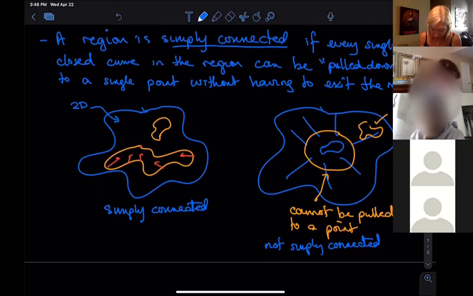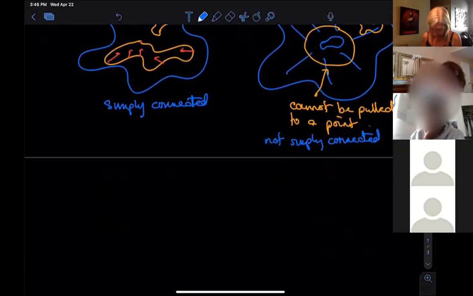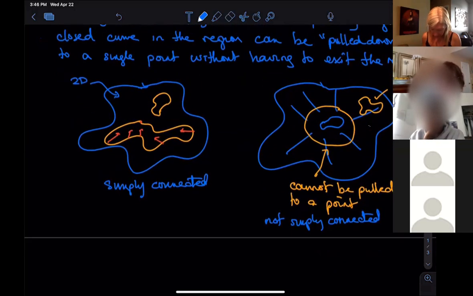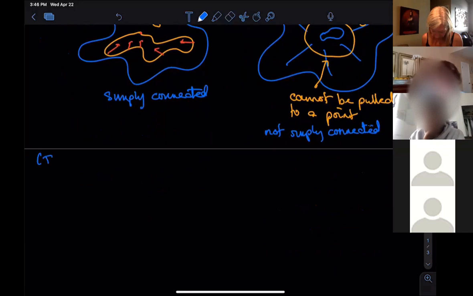So let me just say, in 2D regions, you can equate this idea with not having any holes.